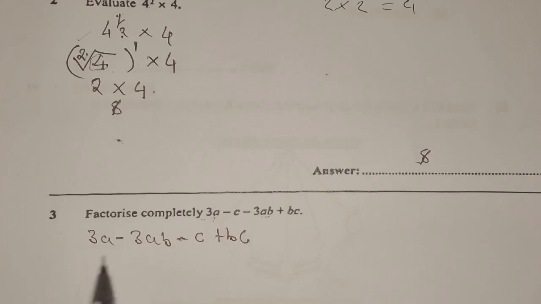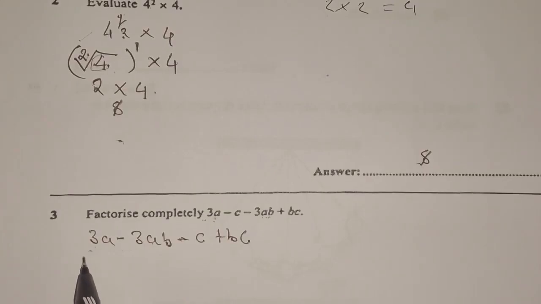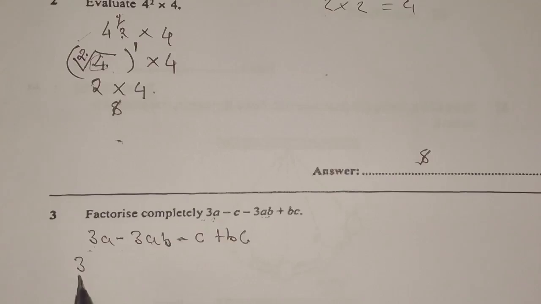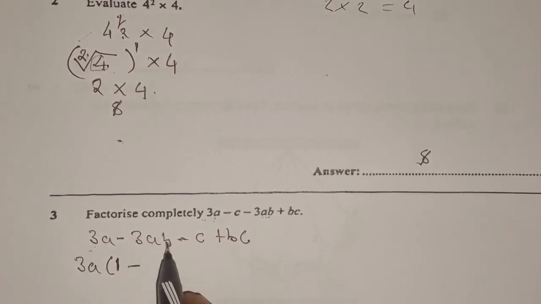Okay, so having reached this side, you now just factor out the common factor. On this part, we can see that 3a and negative 3ab have 3a as the common factor. So we're going to have 3a outside here. 3a into 3a will give us 1, minus 3a into 3ab, we're going to remain with b.